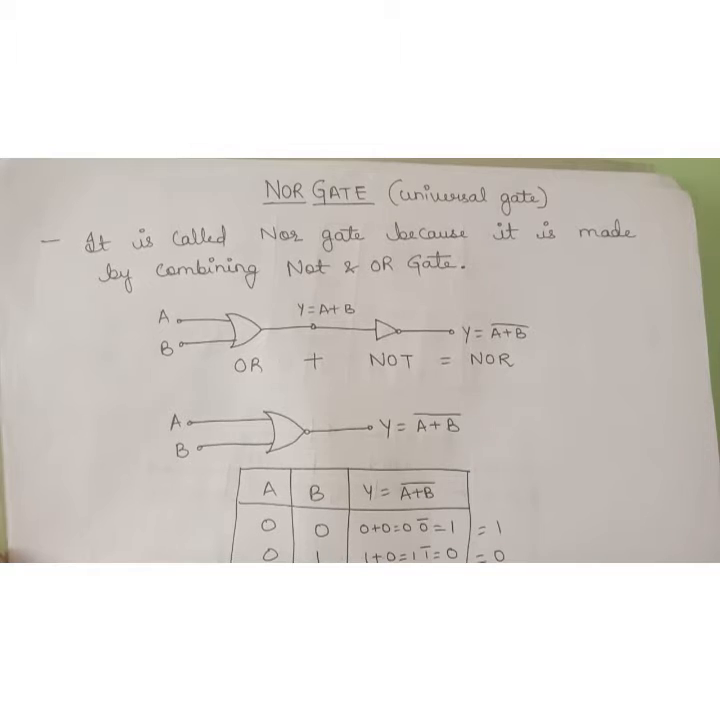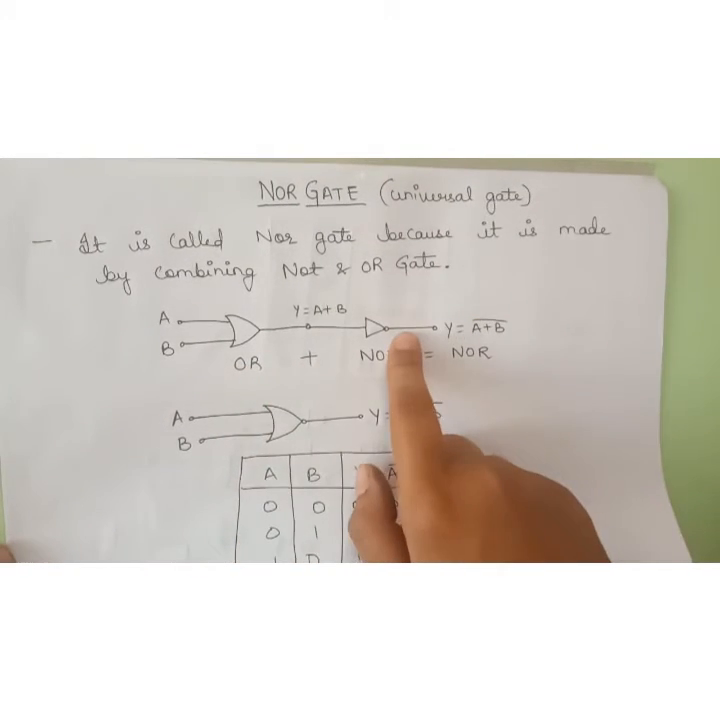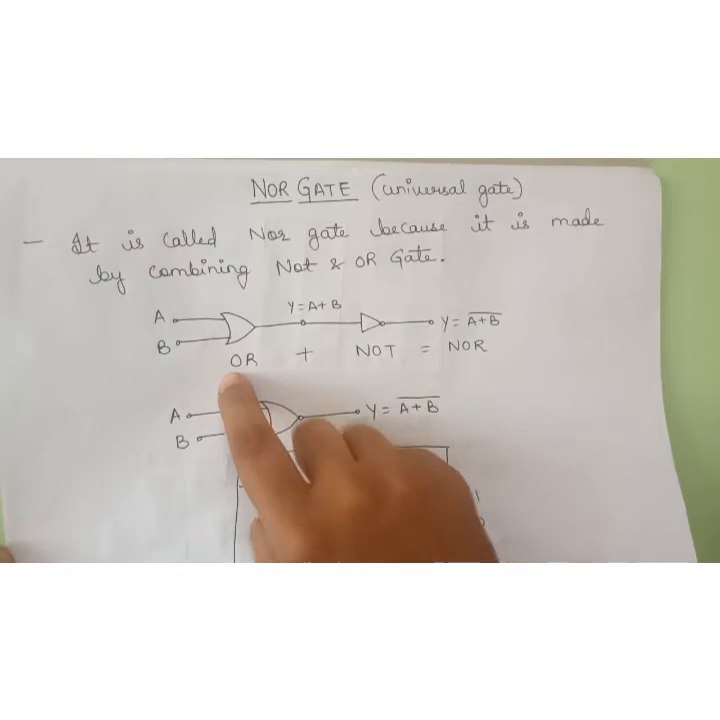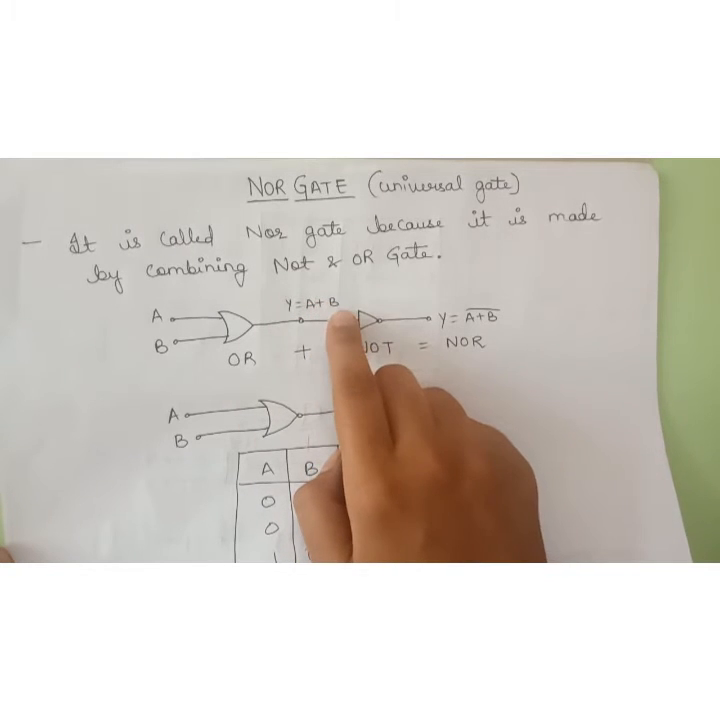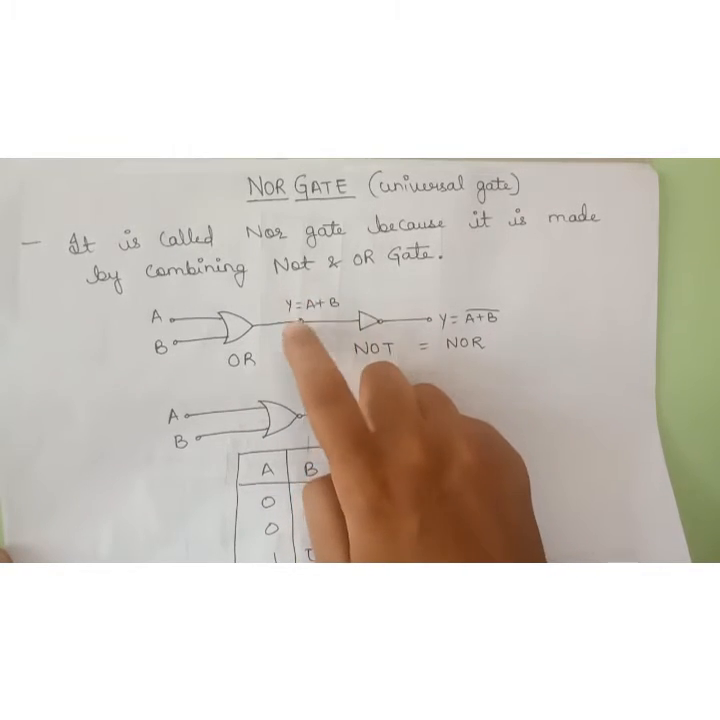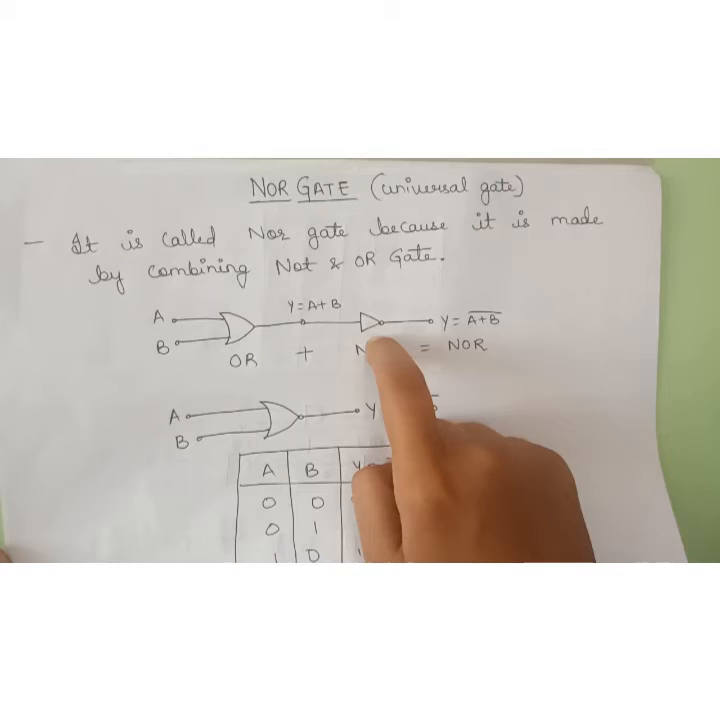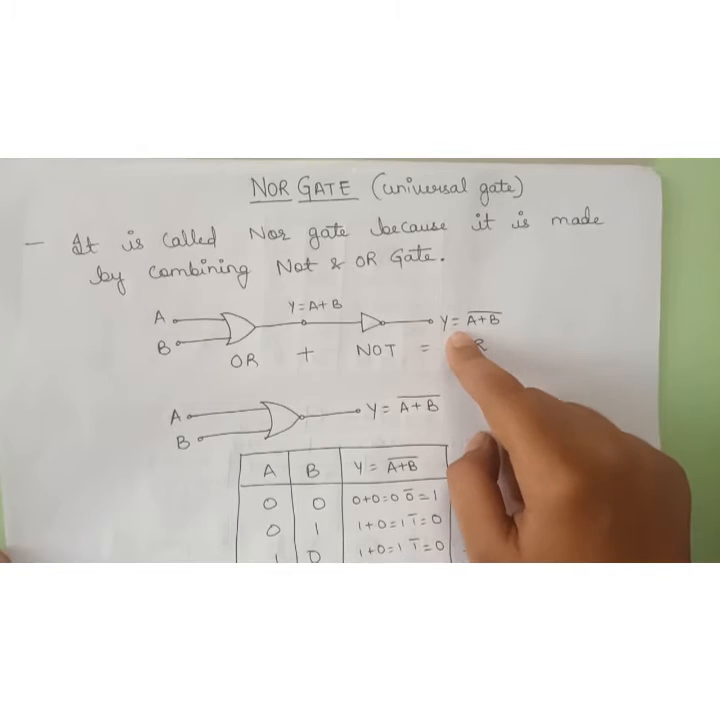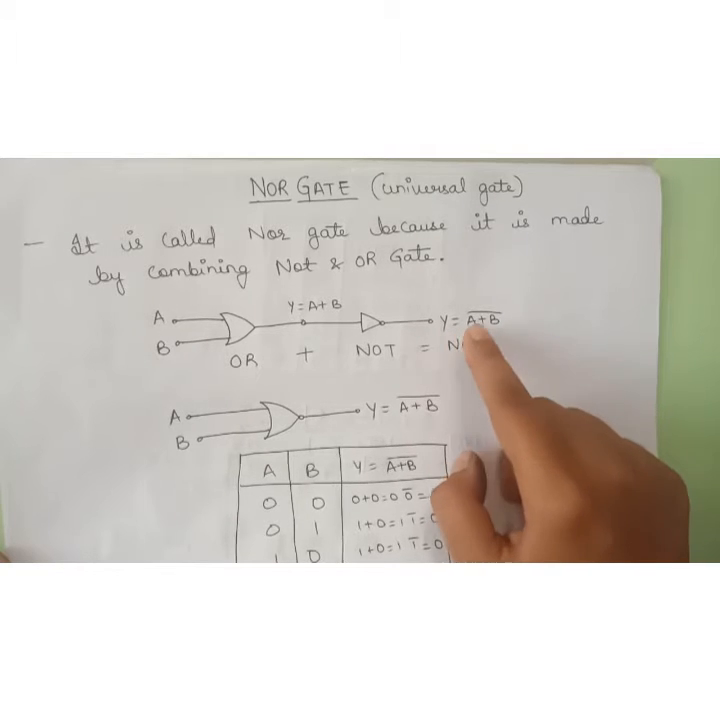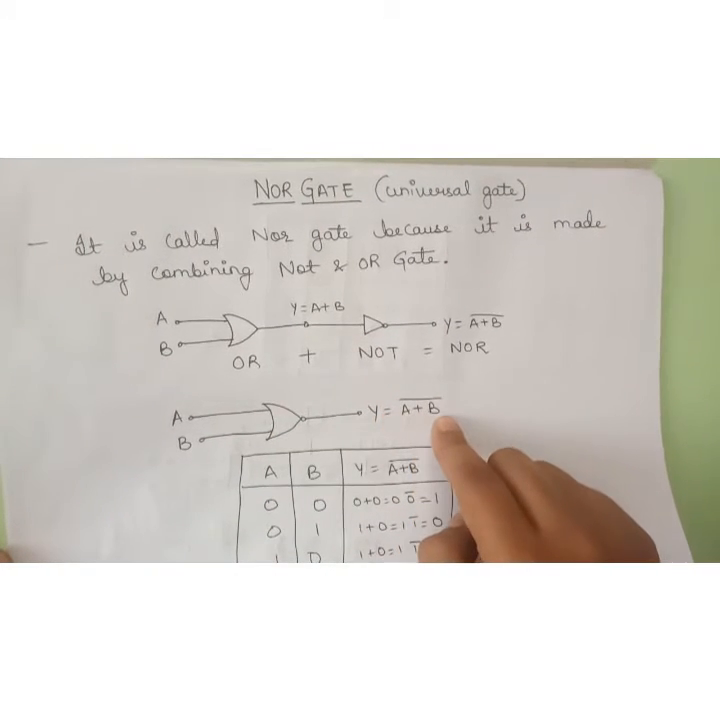It is called a NOR gate because it is made up by combining NOT and OR gates. Here you can see on the screen, this is the OR gate and this is the NOT gate. This is an OR gate with two inputs A and B, and the output of the OR gate is Y = A + B. The output of the OR gate is given as input to the NOT gate, and as you know, the input of a NOT gate is complemented as its output. So A + B is complemented and the output of the NOR gate becomes (A + B) bar. This is the symbol of the NOR gate and the output is Y = (A + B) bar.